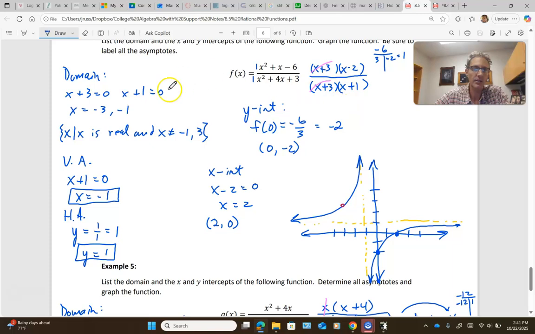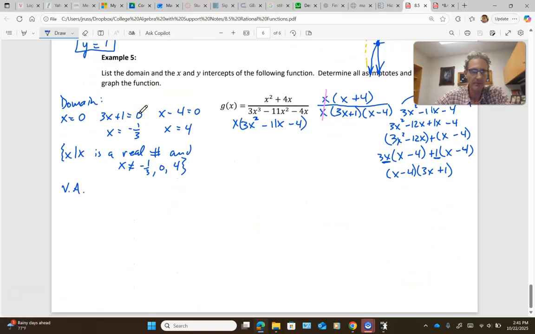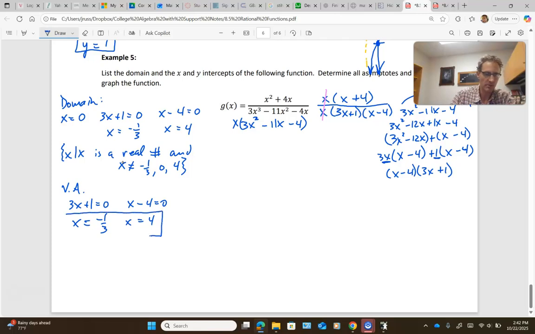The last one we had 2 restrictions from the domain, but we only had 1 vertical asymptote because the other value of x had a hole associated with it in the function. So if I take those other 2 factors, set equal to 0, then I'm going to get x is equal to negative 1/3 and x is equal to 4. These are my 2 vertical asymptotes.